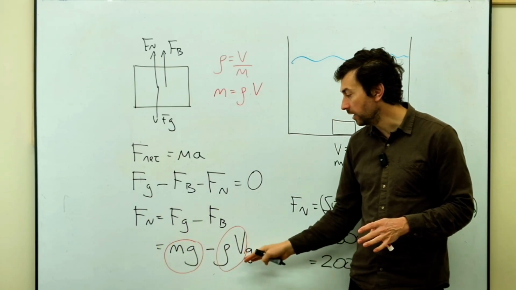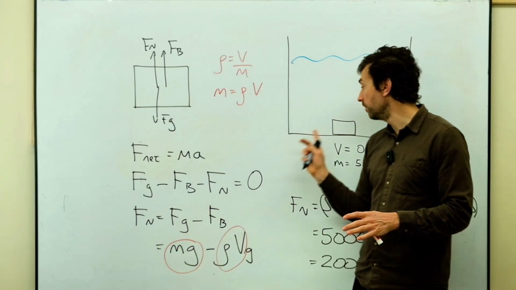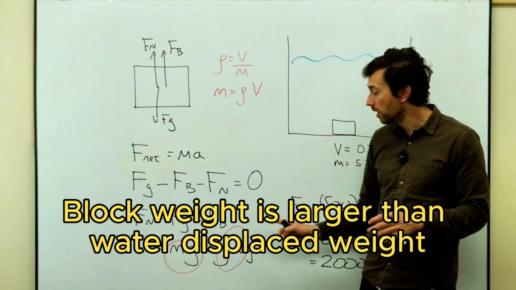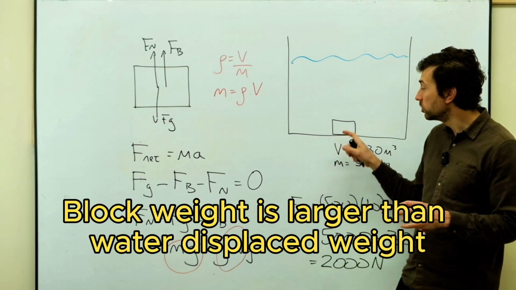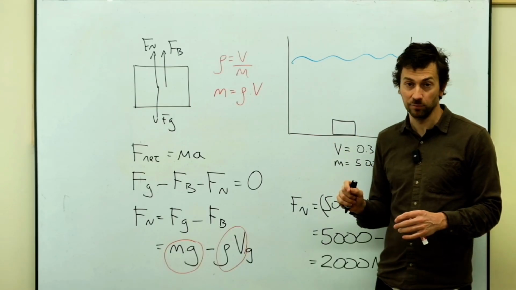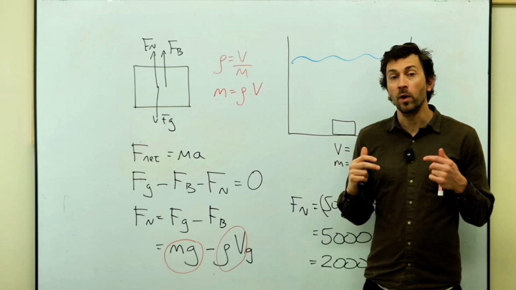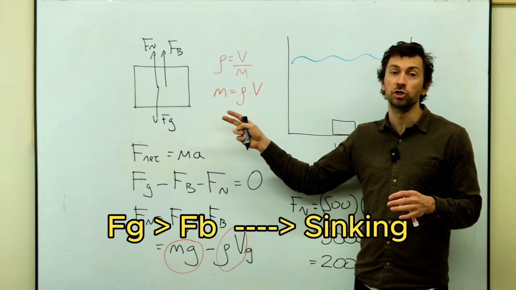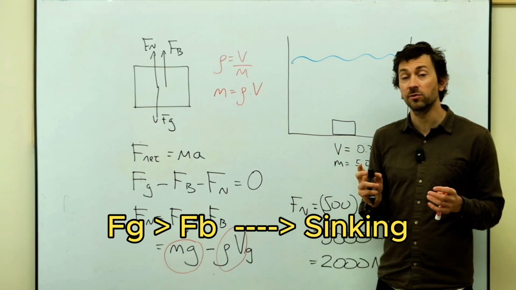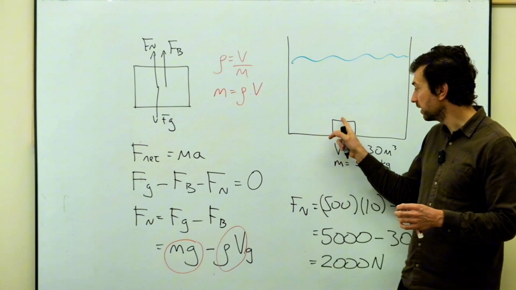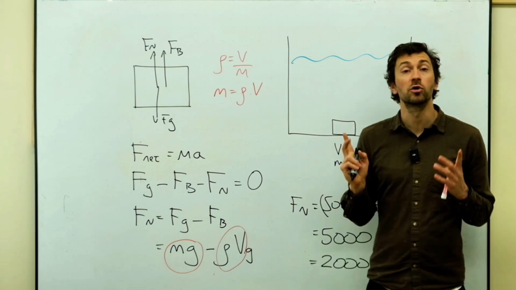So what's going on here is the force of gravity of the block is larger than the force of gravity on the volume displaced, which means the block is going to sink downwards. Again, when the gravity force is larger than the buoyancy force, it will sink all the way down, and it's going to accelerate downwards until it gets to the bottom, and then there's a force of normal going upwards to stop the acceleration.